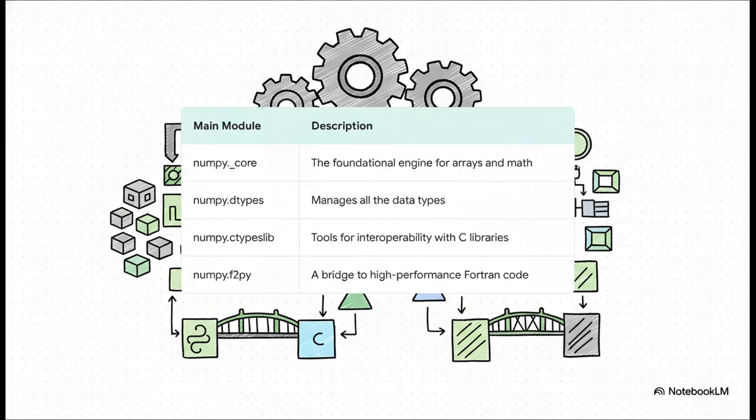You've got the heavyweight, NumPy.core, which is basically the engine room. But then you have all these other things, like dtypes for managing data types, ctypeslib for talking to C libraries, and even F2Py, which is a dedicated bridge to Fortran. This is our first major clue. NumPy was built from the ground up for some serious high-performance computing.